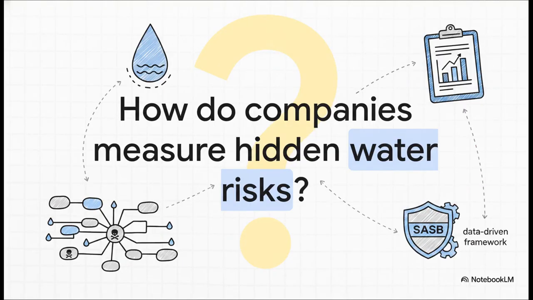So, before we even touch the technical reporting, we have to ask the fundamental question of how investors and stakeholders actually see the hidden water risks buried deep within these massive, complex supply chains. I mean, how do you quantify something as fluid as water risk? Well, the Sustainability Accounting Standards Board, or SASB, actually has a really fascinating data-driven framework to quantify this exact risk. Let's dive in and break down exactly how it works.